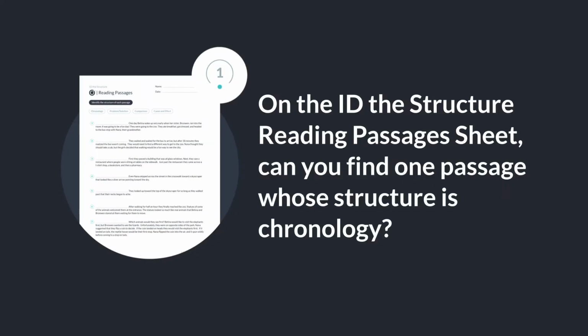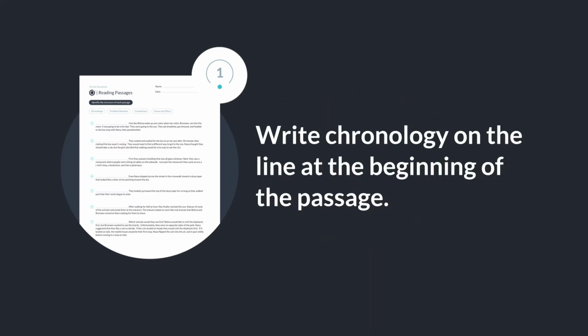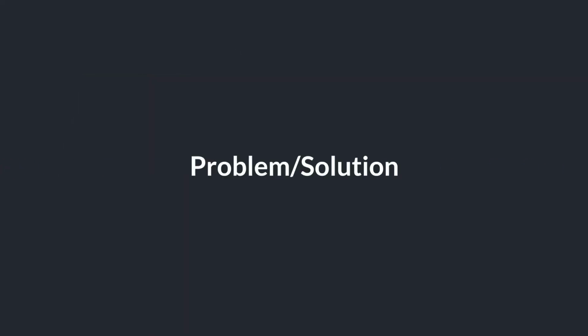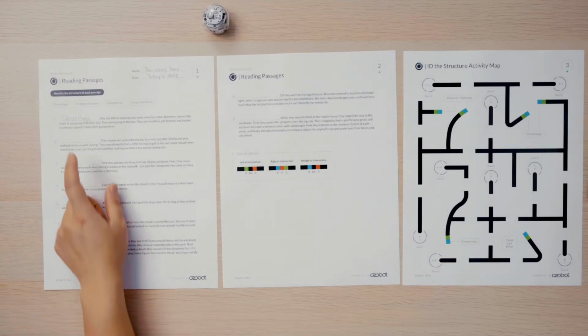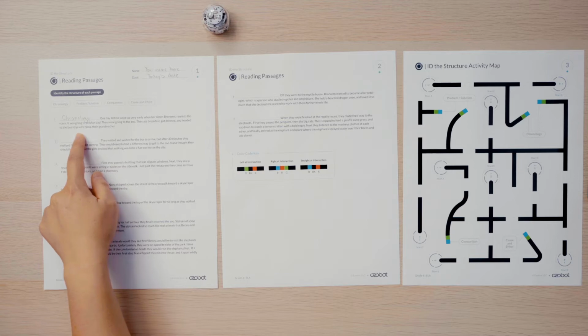On the ID the Structure Reading Passages sheet, can you find one passage whose structure is chronology? Write chronology on the line at the beginning of the passage. If you wrote chronology on passage number 1, you are correct.